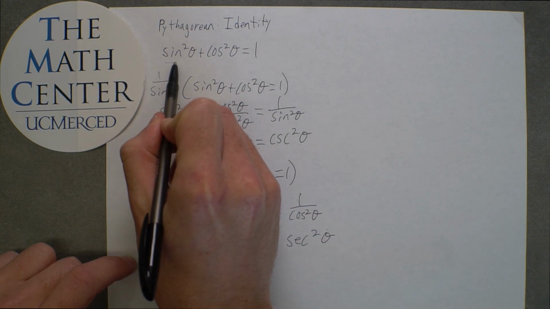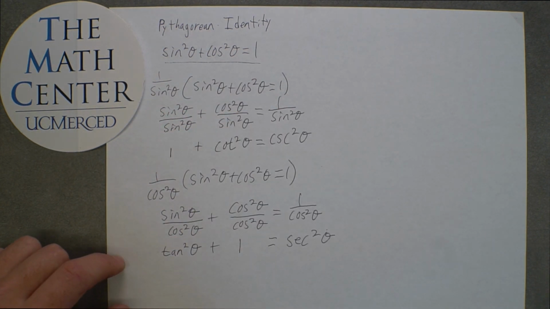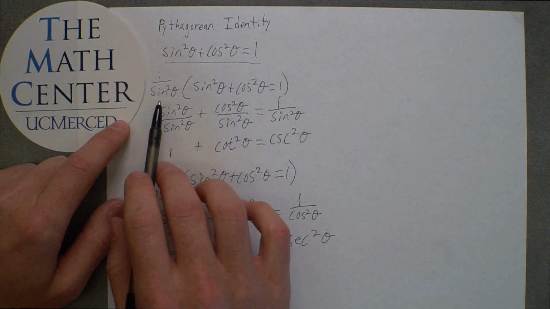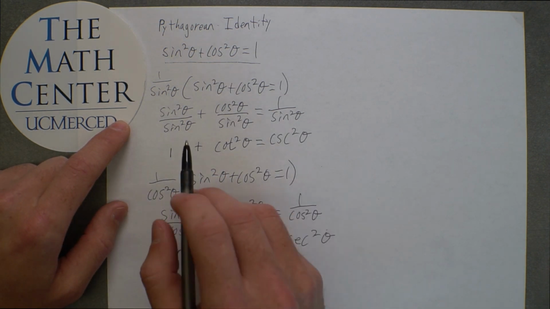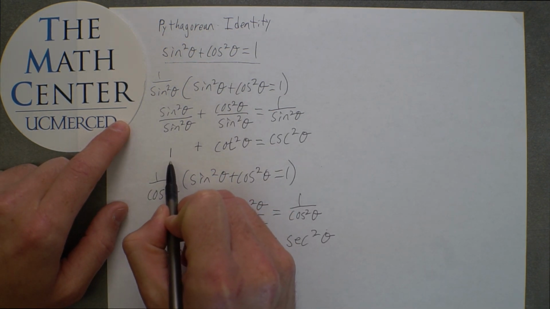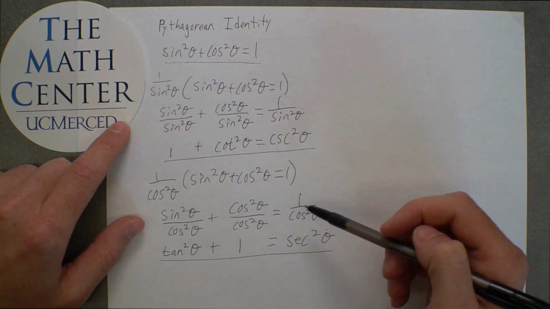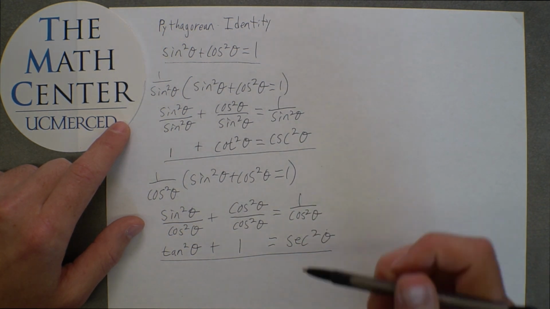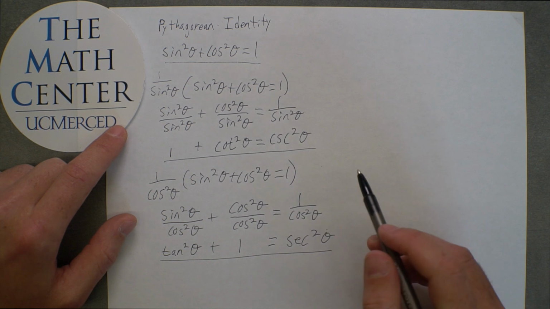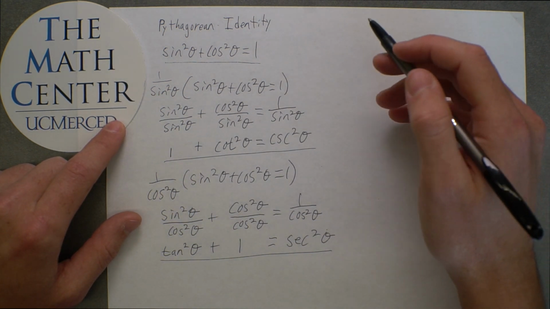So starting from the Pythagorean identity, which we all remember, we can do very simple algebraic manipulations to get other forms of the Pythagorean identity. So this is just something to remember so that you don't have to memorize these other formulas. Now let's talk about hyperbolic trig functions.